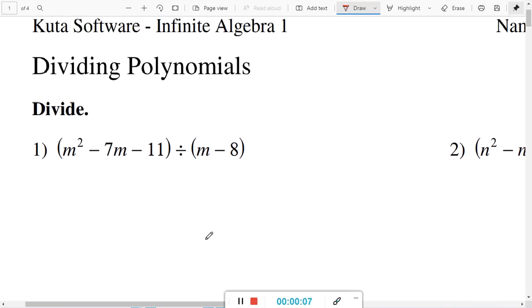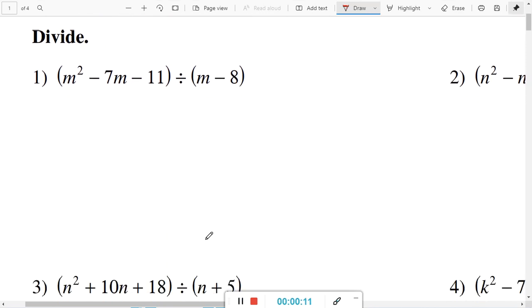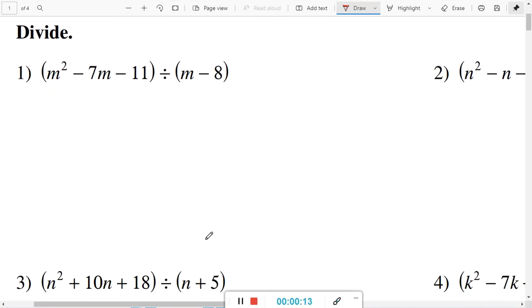This will be for the Kuta software worksheet, dividing polynomials. So this is very similar to the way you learn to divide in grammar school. Okay, the part that you're dividing by goes in the front. So I'm going to write m minus 8.